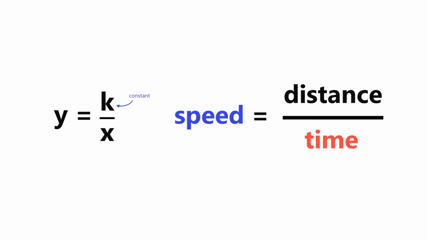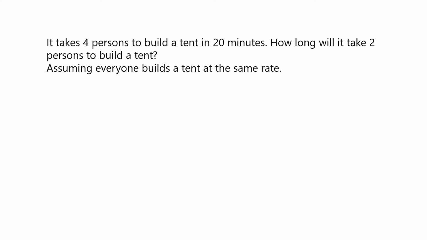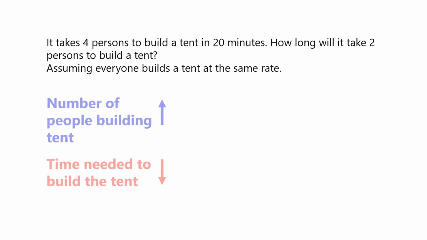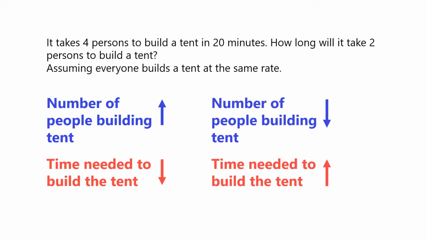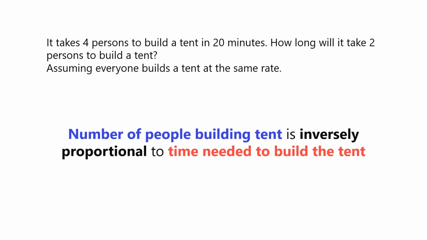Let's take a look at another example. It takes 4 persons to build a tent in 20 minutes. How long will it take 2 persons to build a tent, assuming everyone builds a tent at the same rate? As the number of people increases, the time needed to build the tent decreases, and as the number of people decreases, the time needed to build the tent increases. So the number of people building the tent is inversely proportional to the time needed to build the tent.